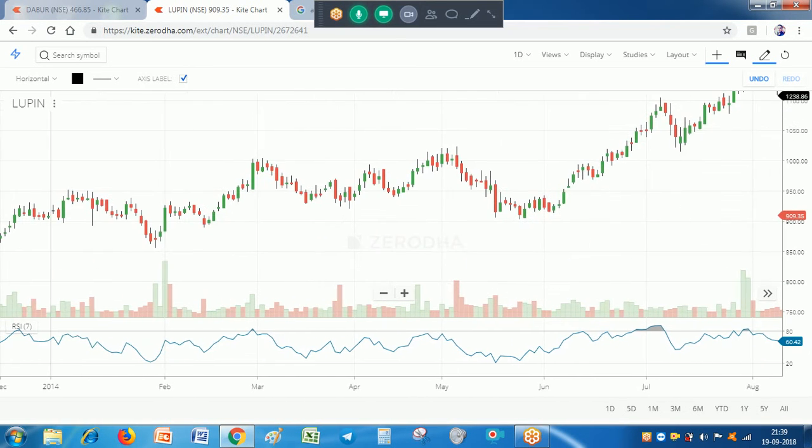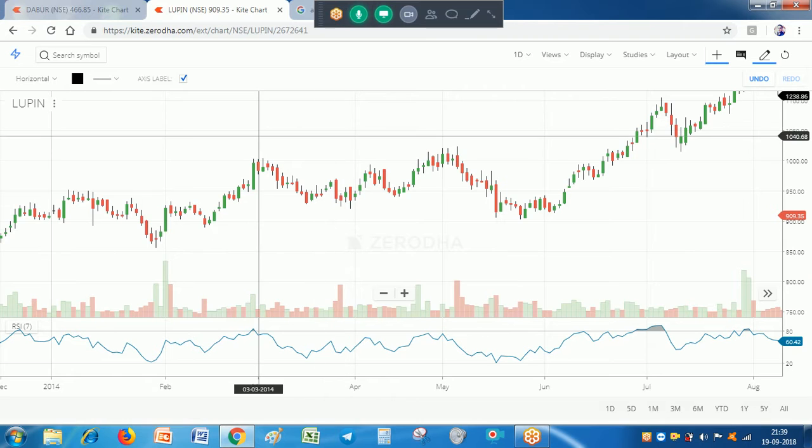Okay, good evening friends. So friends, let us start with our breakout patterns today. So we will study different patterns.